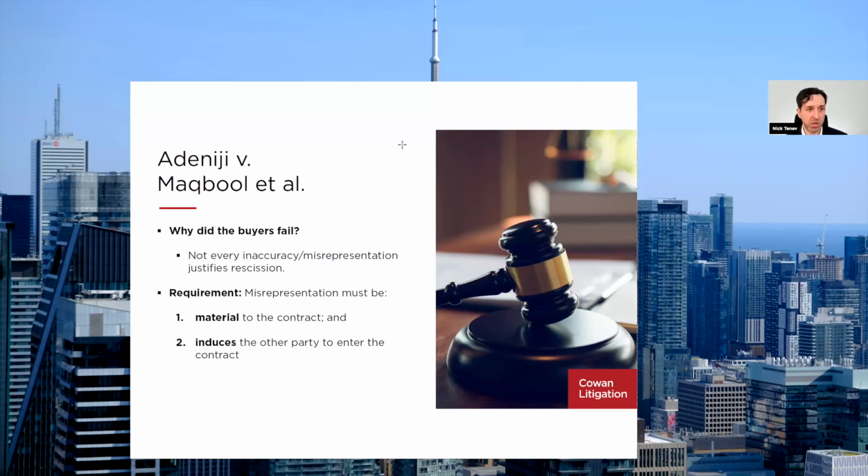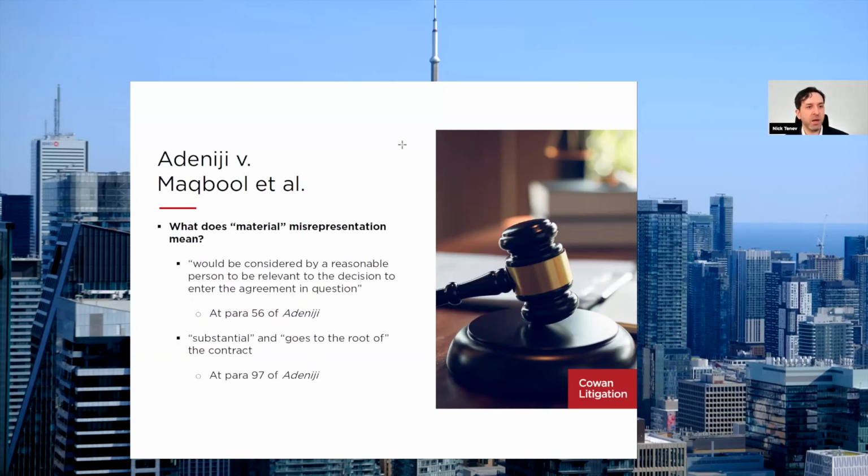Rescission means undoing the contract. It's different from termination. We'll talk about that another time. But not every inaccuracy or misrepresentation justifies rescission. The misrepresentation must be, number one, material to the contract, and number two, induce the other party to enter into the contract. So the court said you need those two factors to make the misrepresentation material and to allow the person to rescind. But what does that mean?